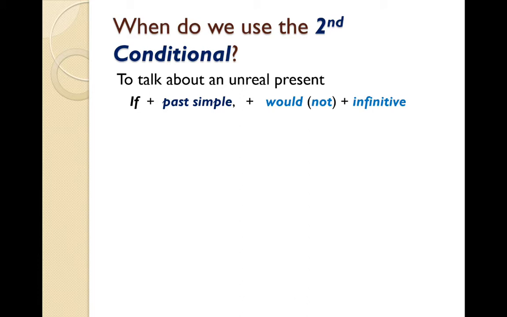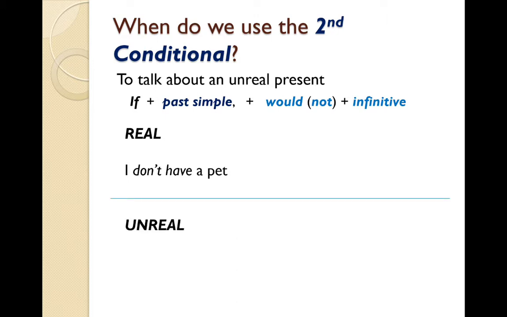Let's talk about the unreal present first of all, and you can see the structure along the top. So the real situation, I don't have a pet, but I can imagine an unreal situation. If I had a pet, I would have a cat. So we use the past simple here. Had, if I had a pet, I would have a cat. And this is me just imagining an unreal present.